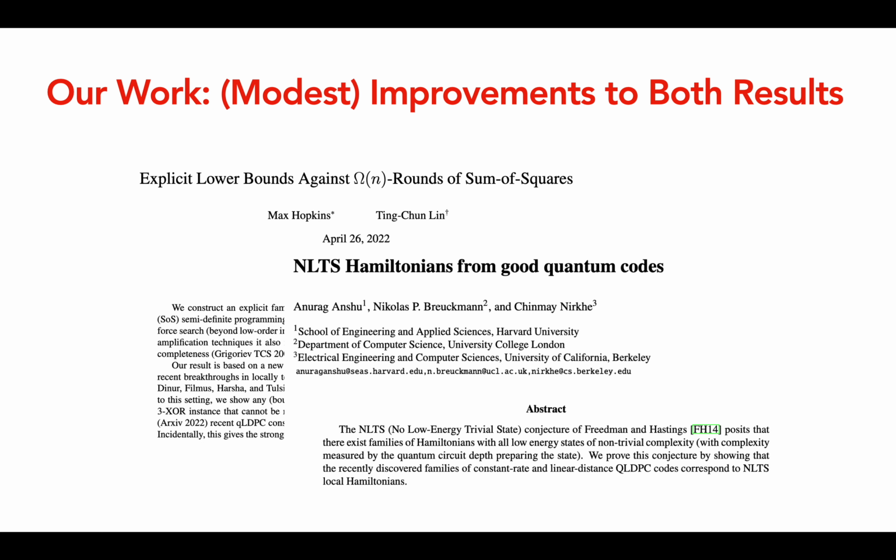So in our work, we give, albeit maybe modest, improvements to both of these results. We give strongly explicit lower bounds against a linear number of levels of the SoS hierarchy. The Hopkins-Lin result turned out to only be weakly explicit in a certain technical sense. Essentially, you need to do some sort of polynomial time Gaussian elimination to actually compute these hard instances that they constructed. So in a very technical sense, their construction doesn't let you just explicitly write down a hard instance. And we kind of remedied this shortcoming.